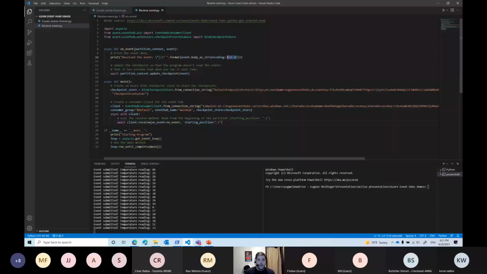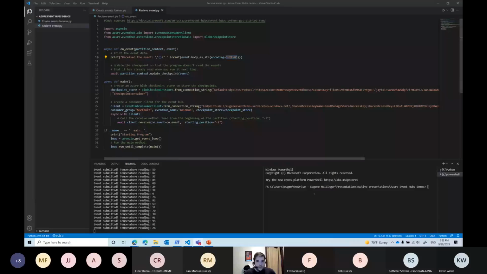And we're using an encoding of UTF-8 because that's the default text encoding for Python. And we have to specify that because we don't know, in terms of this program, what encoding has been used, because Event Hubs can't tell us. It doesn't know either.